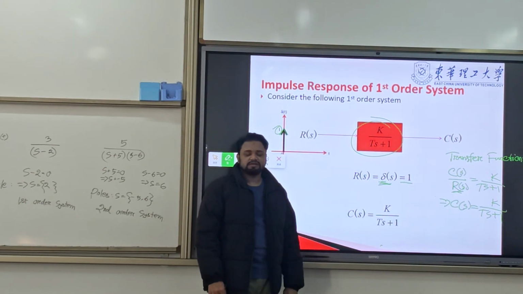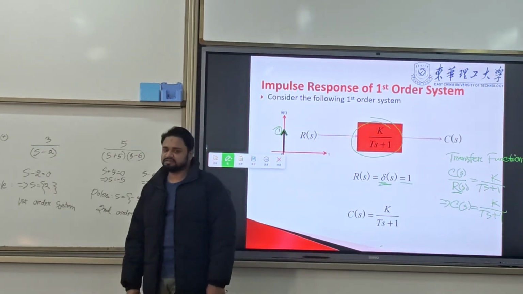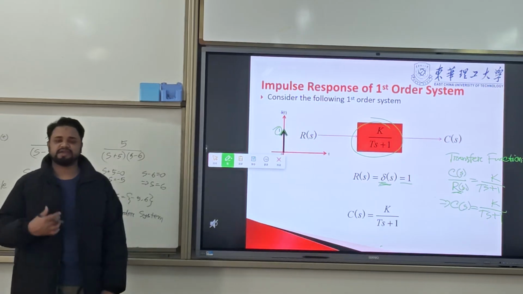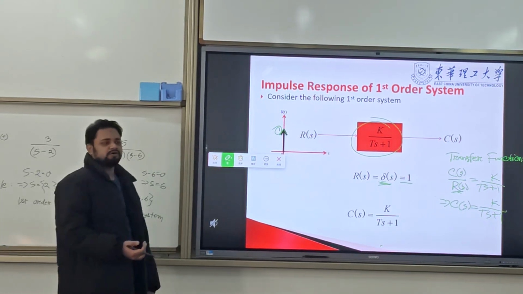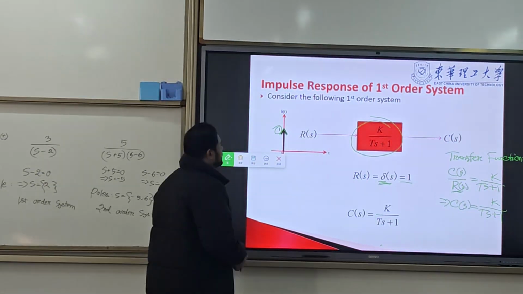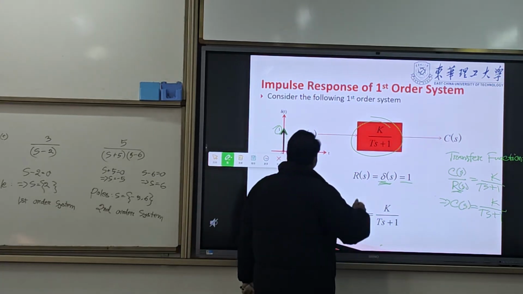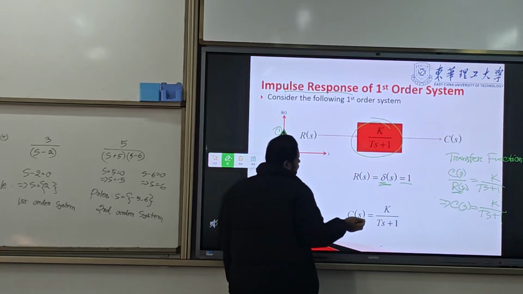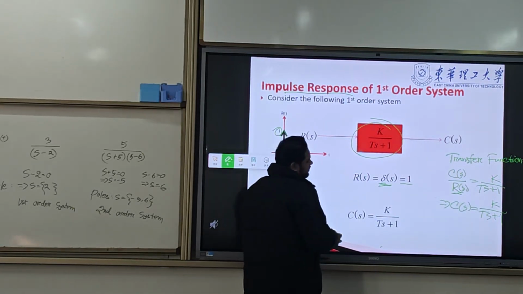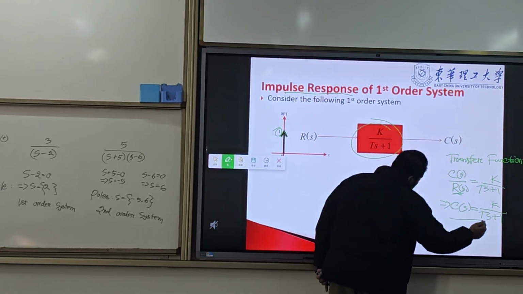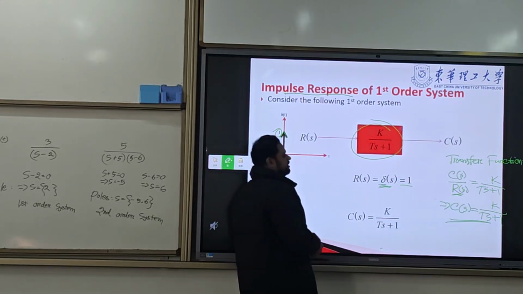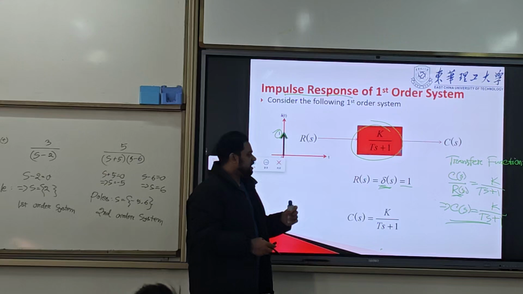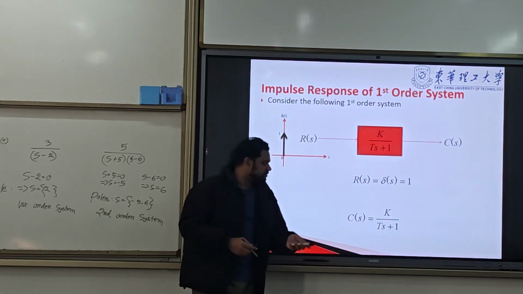Now what do we need? We need to analyze this. For the analysis, we need to apply the Laplace transform and inverse Laplace transform. I want to find the impulse response. Here it is given in the Laplace domain. We need to convert it into the time domain. So how can you do that? Let's take a break, then I will continue this.